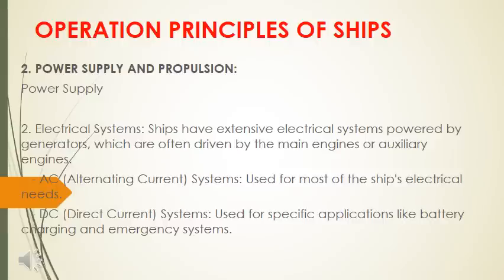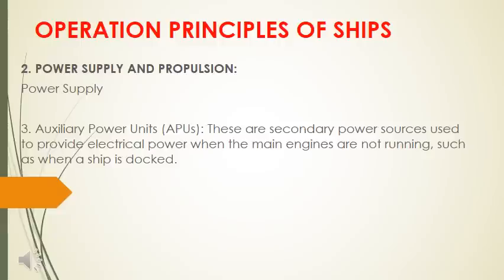Number 3, auxiliary power units, APUs. APUs are secondary power sources used to provide electrical power when the main engines are not running, such as when a ship is docked.